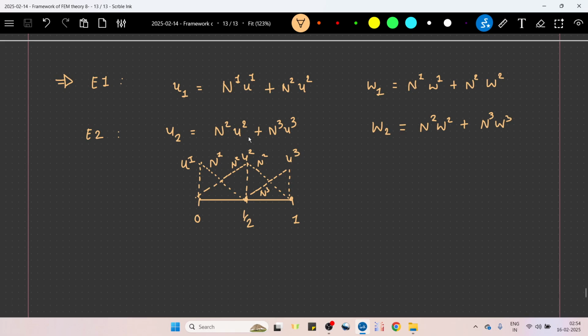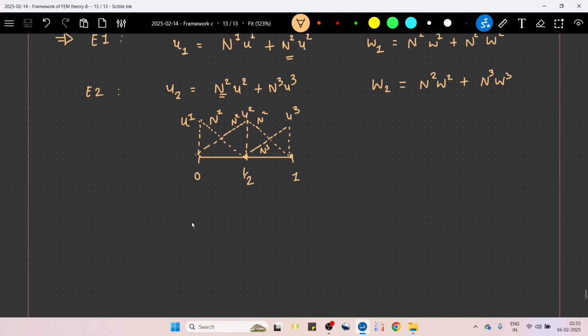Okay, and the other thing is that this n2 and this n2 are different. This is for element 1, this is for element 2. As you see, this n2 is this one, and this particular n2 is in element 2, so this one. Okay, so we'll write the shape functions.